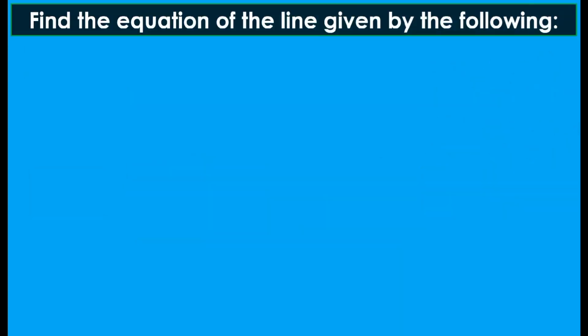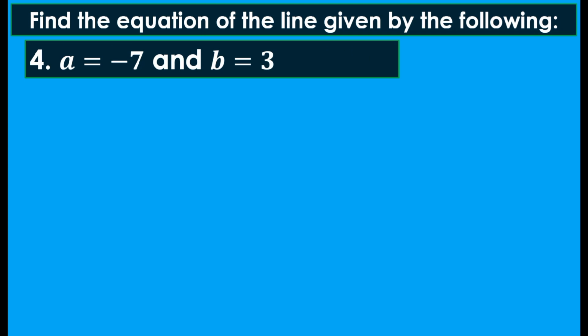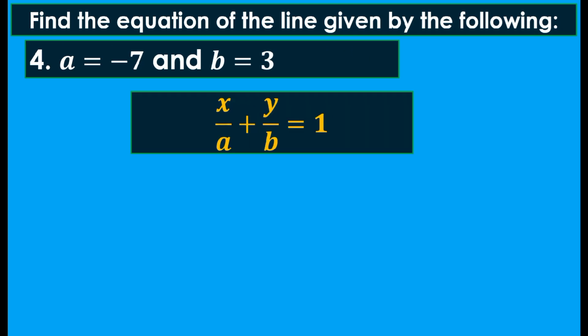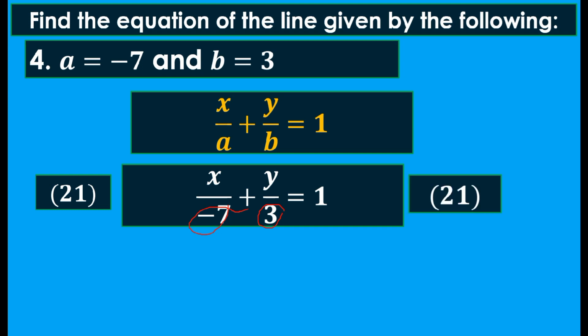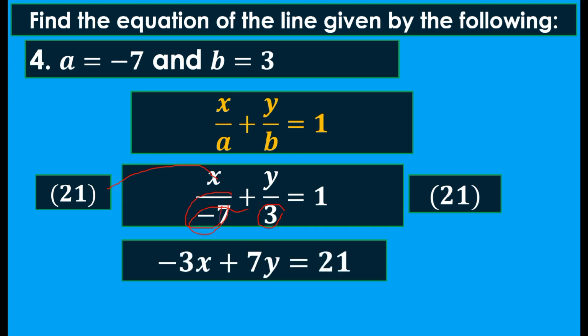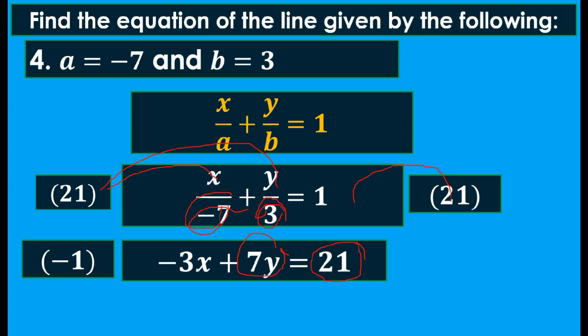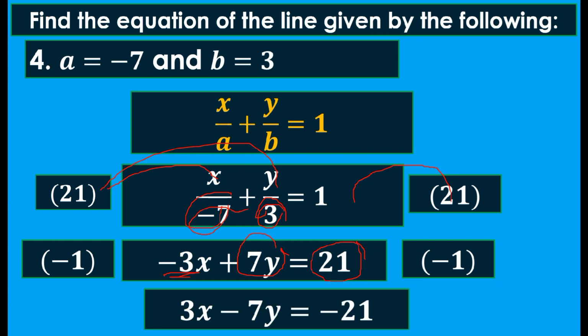Let's have another one. A equals negative 7 and B equals 3. So, substitute. X over negative 7 plus y over 3 equals 1. Then, multiply both sides by positive 21. So, 21 times x over negative 7, it would become negative 3x. 21 times y divided by 3, it would become 7y. And 21 times 1 equals 21. Then, multiply both sides by negative 1 kasi yung 3x natin ay negative. So, magiging 3x minus 7y equals negative 21.